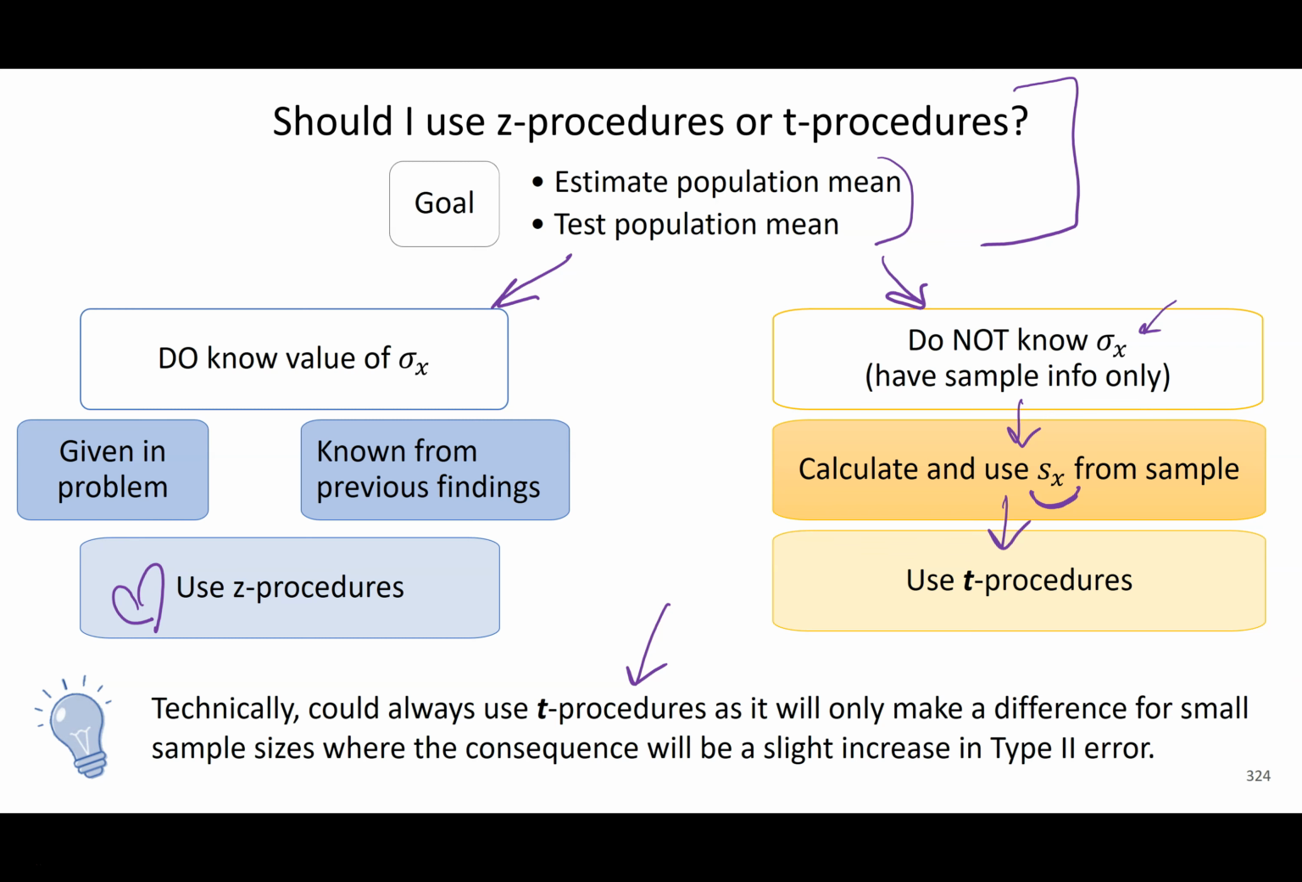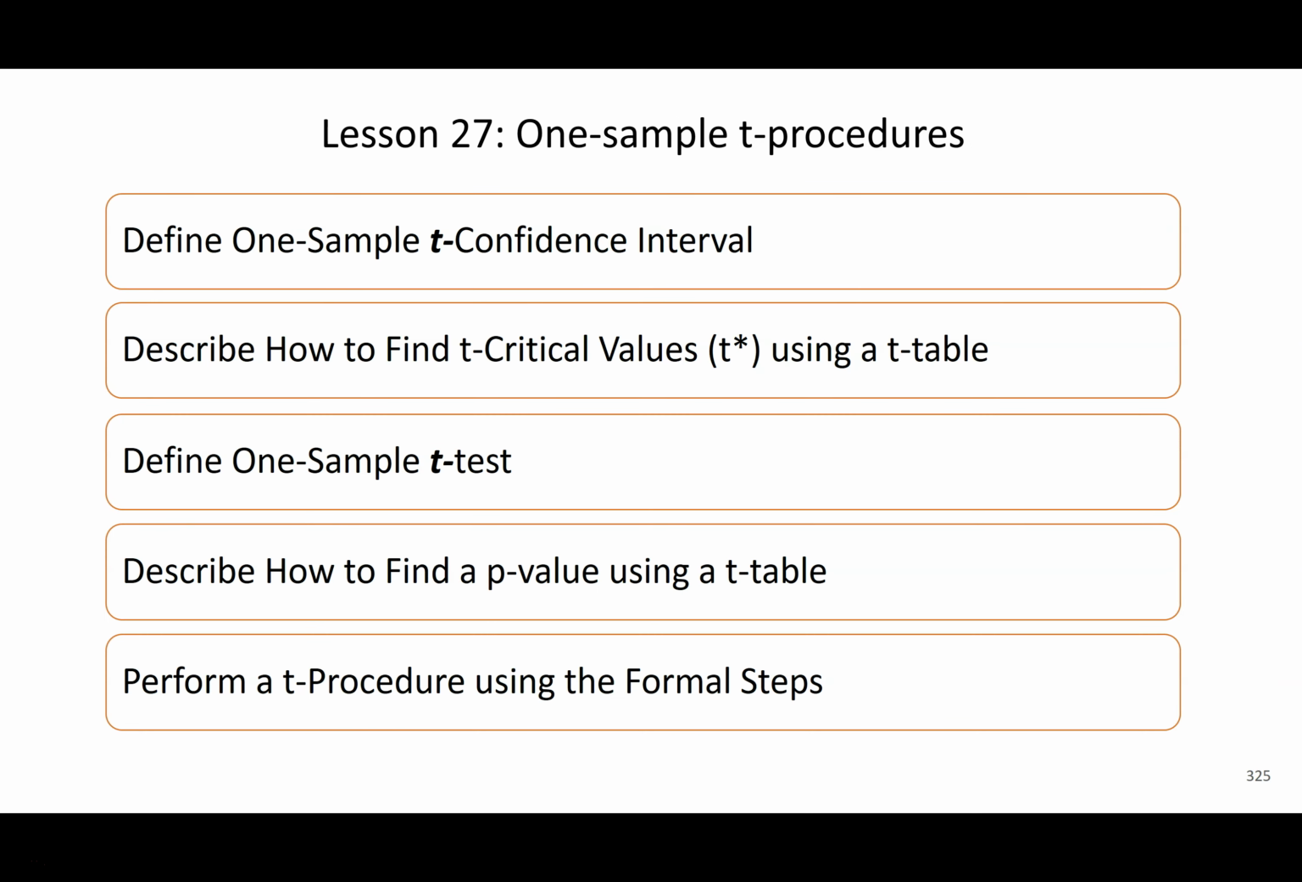However, if you meet the requirements to use z procedures, they will be a little more accurate more often. You might have a slight increase in type 2 error if you insist on using t methods when you could use z methods. In general, we use z procedures first if we can, and t procedures if we can't. It's like a backup kind of idea. So I believe that was lesson 26. So then we're going to go into an example problem.